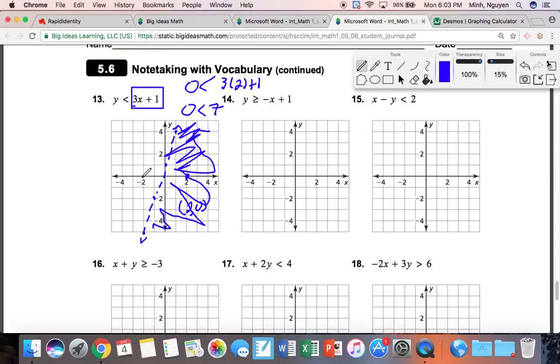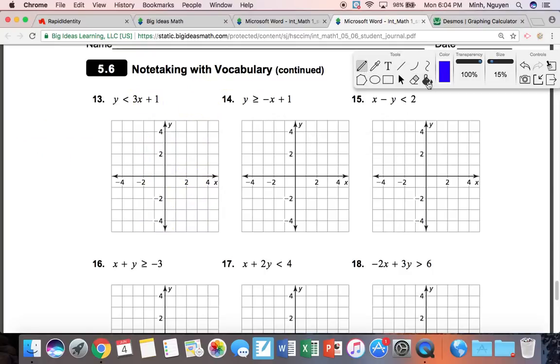Now let me try testing -2 to show you guys also what I mean. -2, 0. So 0 is less than 3 times -2 plus 1. 0 less than -6 plus 1 is -5. Is 0 less than a negative number? No. So when it is false, when a point like this is false, then you must go to the other side of this line, which I already did, so that is correct.